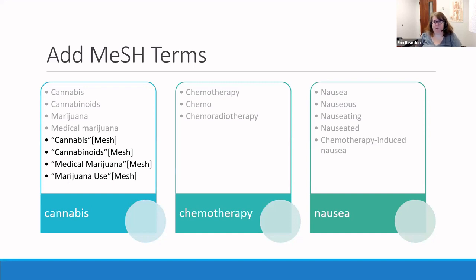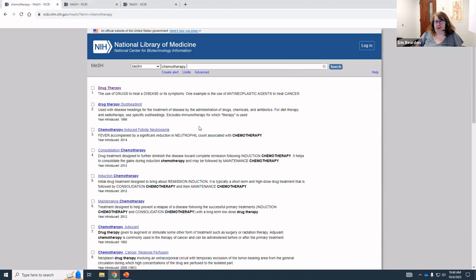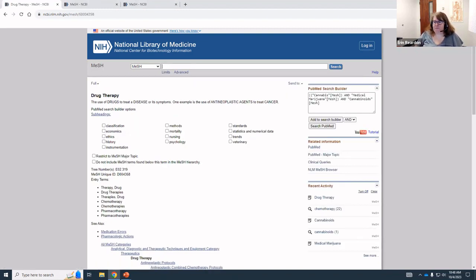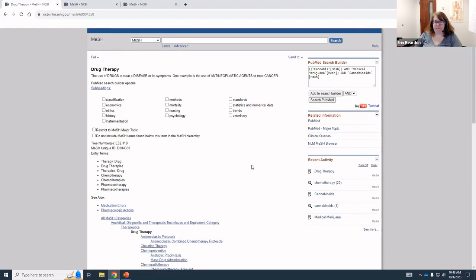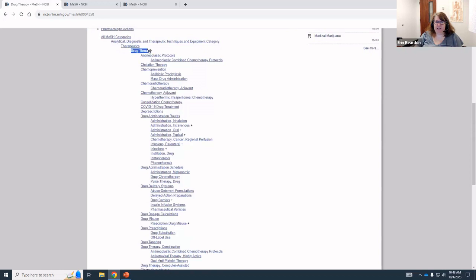So then we would do the same thing for chemotherapy. So if we look for chemotherapy, we're going to find that there actually is not a mesh term for chemotherapy, but PubMed wants us to use drug therapy. So if I click on drug therapy, this is the use of drugs to treat a disease or its symptoms. One example is the use of anti-neoplastic agents to treat cancer. So chemotherapy is one of the types of drug therapy. If we scroll down a little bit, we can see everything that is listed under drug therapy.